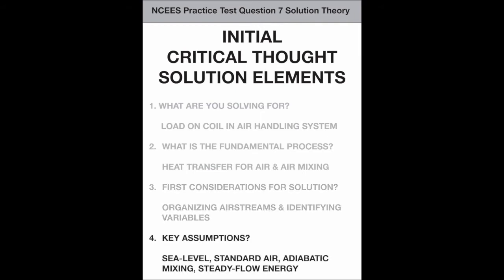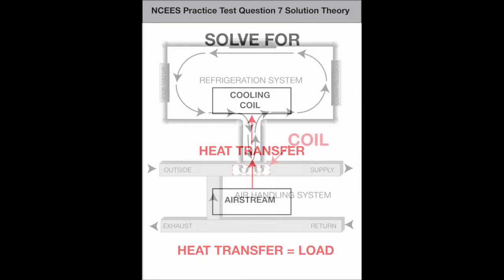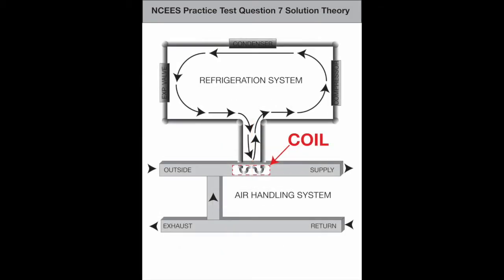4. Are there key assumptions? Sea level altitude, standard air, adiabatic mixing, and steady flow energy transfer. You're solving for the load on the cooling coil as it transfers heat from an airstream. The coil connects the refrigeration system with the air handling system.